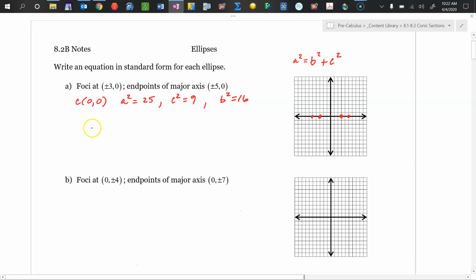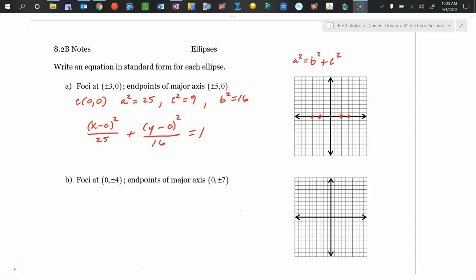So we can write the equation of our ellipse as x minus 0, if you like, squared over 25 plus y minus 0 squared over 16 is equal to 1.